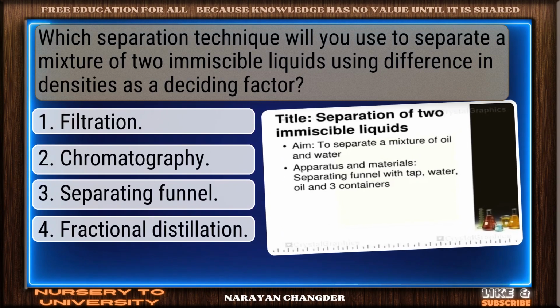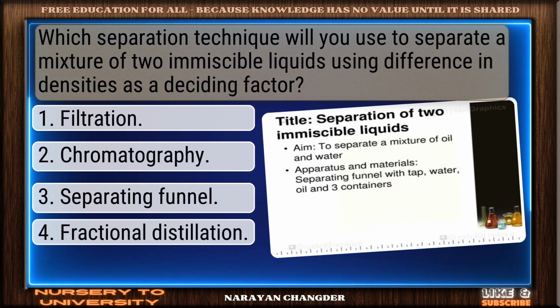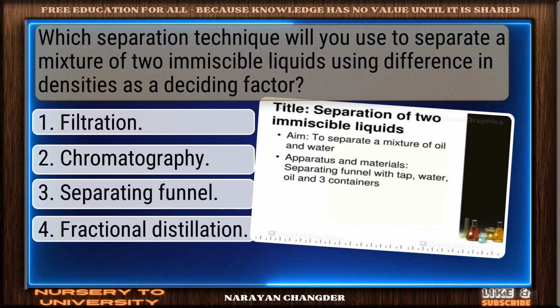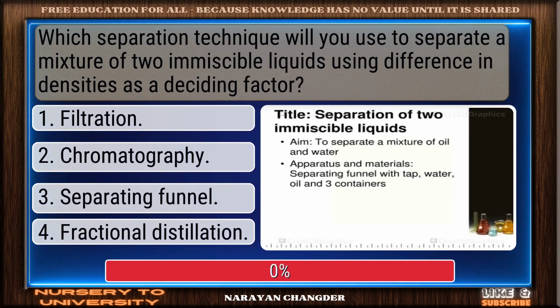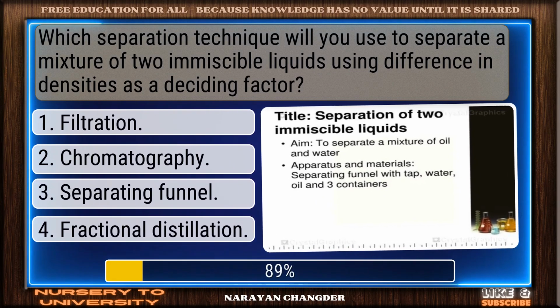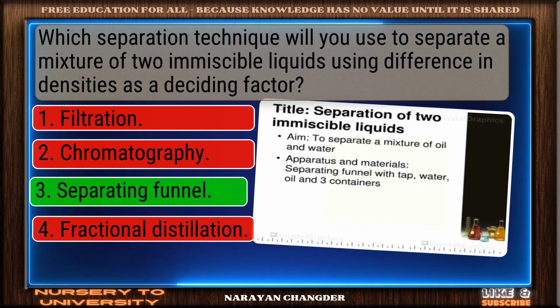Question number 15. Which separation technique will you use to separate a mixture of two immiscible liquids using difference in densities as a deciding factor? You chose separating funnel, and it is correct.